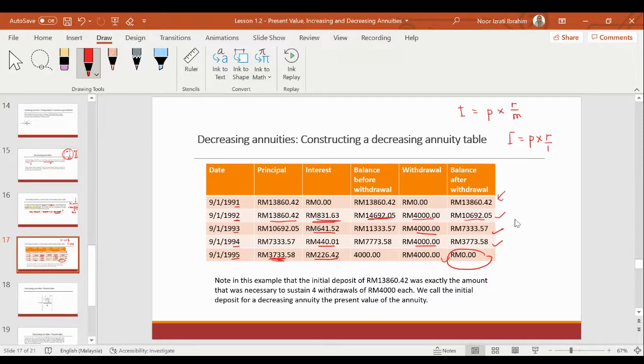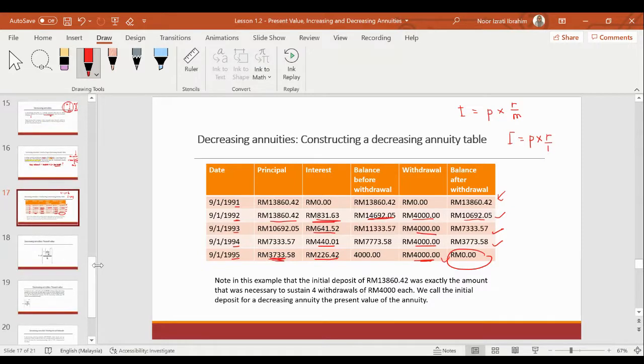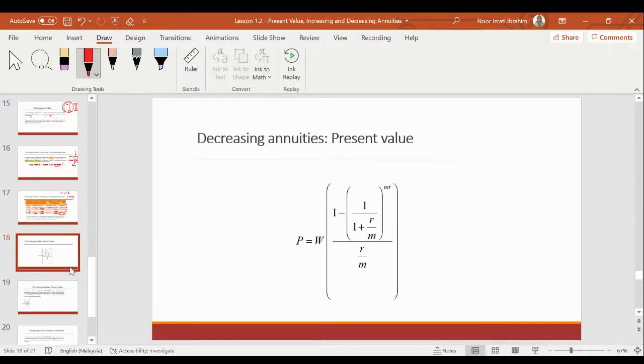As you see, the total withdrawal is 16,000 and there is actually around 2,000 plus total interest earned from the account. For decreasing annuities, we have one formula, which is the formula to get the present value P, or the principal amount, the initial amount in the account. The formula is P equals W, where W is the regular withdrawal made, multiplied by 1 minus 1 over 1 plus R over M to the power of MT, divided by R over M.